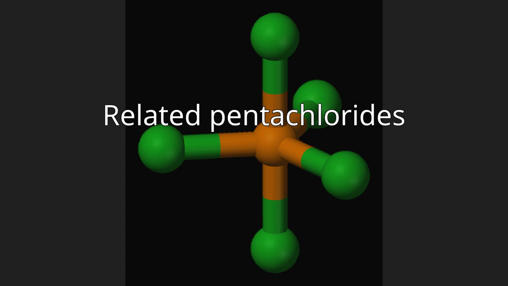Related pentachlorides. AsCl5 and SbCl5 also adopt trigonal bipyramidal structures. The relevant bond distances are 211 pm As-Cl equatorial, 221 pm As-Cl axial, 227 pm Sb-Cl equatorial, and 233 pm Sb-Cl axial. At low temperatures, SbCl5 converts to the dimer, octahedral Sb2Cl10, structurally related to niobium pentachloride.